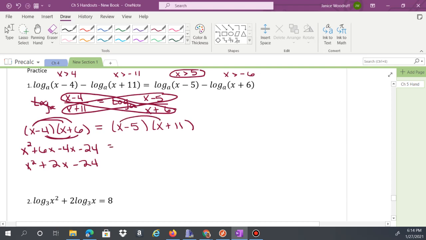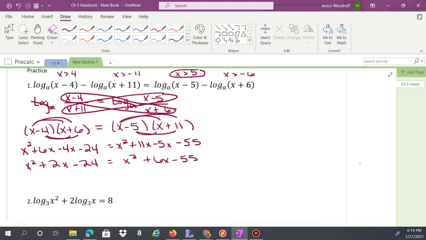Then on this side, I'm going to get x squared plus 11x minus 5x minus 55. That's going to give me x squared plus 6x minus 55. And then let's go ahead and solve for x. So if I go to subtract x squared on both sides, they happen to cancel each other out on both.